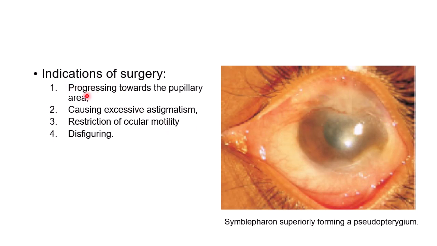Indications of surgery: if the pterygium is progressing in the pupillary area, causing excessive astigmatism because it is on the cornea, so it's going to change the curvature of the cornea. Restriction of ocular motility. How? Sometimes a thick, bulky nasal pterygium can even invade the medial rectus muscle over here, and then it can cause motility issues. And of course, disfiguring.